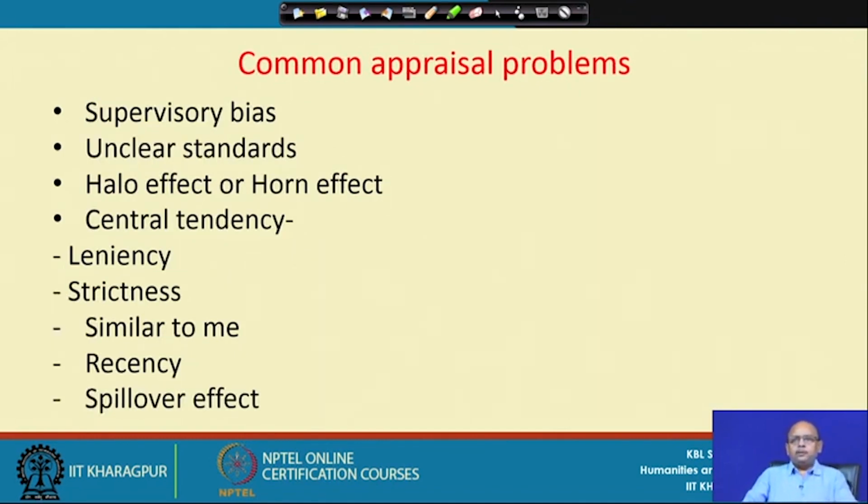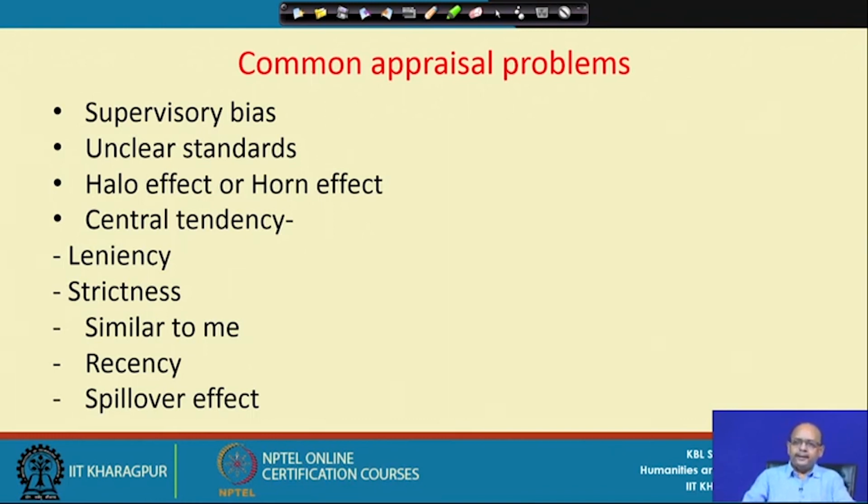Then these are some of the problems which might be there among the supervisors, right. For example, he could be biased, his standards are not clear, he is influenced by positive factors, that is halo effect, or a negative factor, that is Horn effect. Sometimes they try to evaluate everyone as average. These raters, when they evaluate their subordinates, give neither a very good performance rating nor a very bad one. This is what we know as central tendency. It means that they try to rate everybody as average. So, they neither want to please nor displease everybody, right.